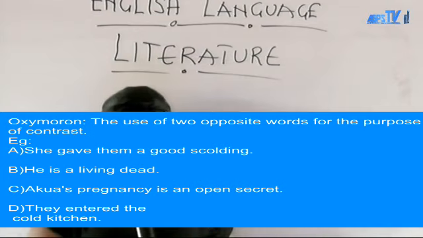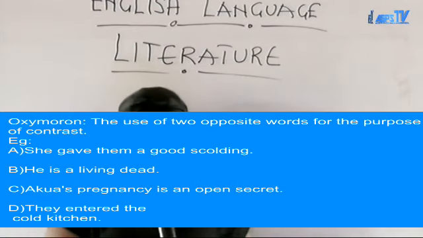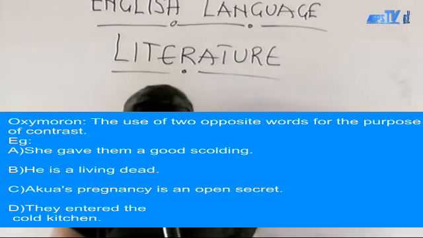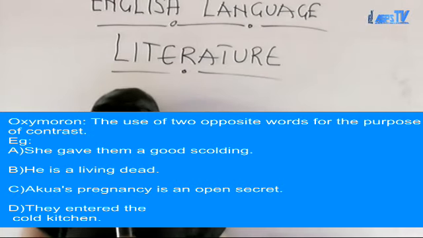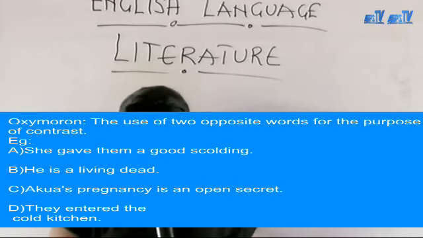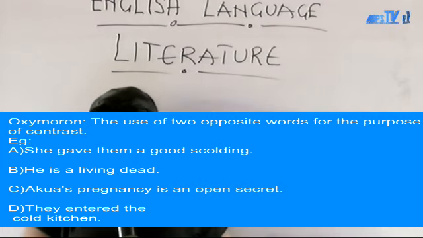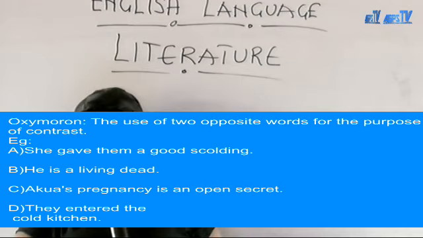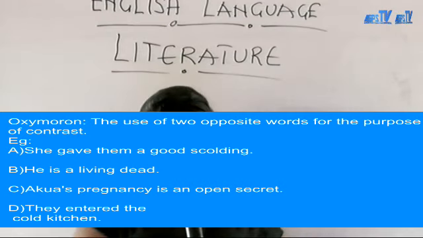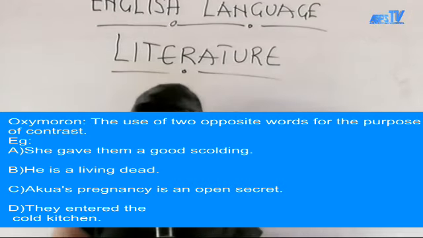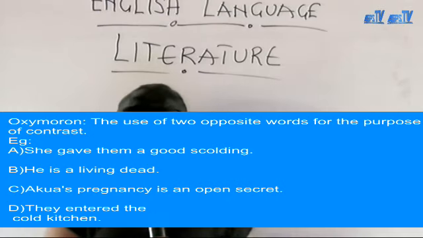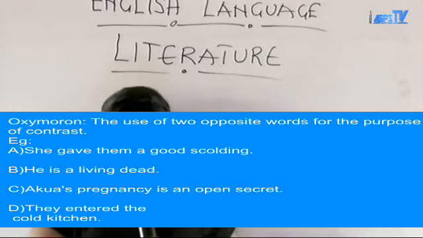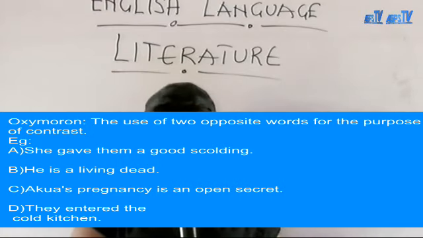Then our next example is: a queer's pregnancy is an open secret. Open, everybody can see. Secret is private. So when we combine these two opposite words, open and secret, together, we call it oxymoron.